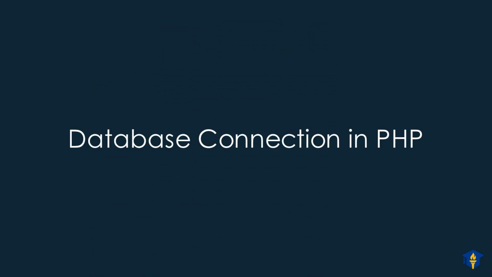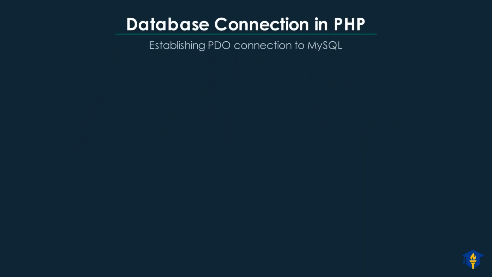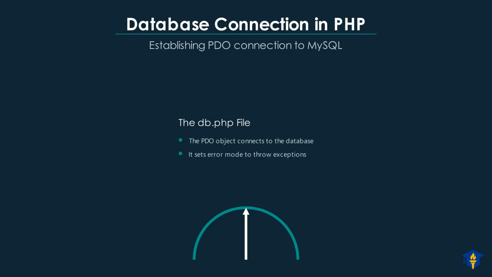Now, let's establish a robust database connection within your PHP application. This section focuses on establishing a PDO connection to your MySQL database, a best practice. We'll create a file named db.php to encapsulate our database connection logic.